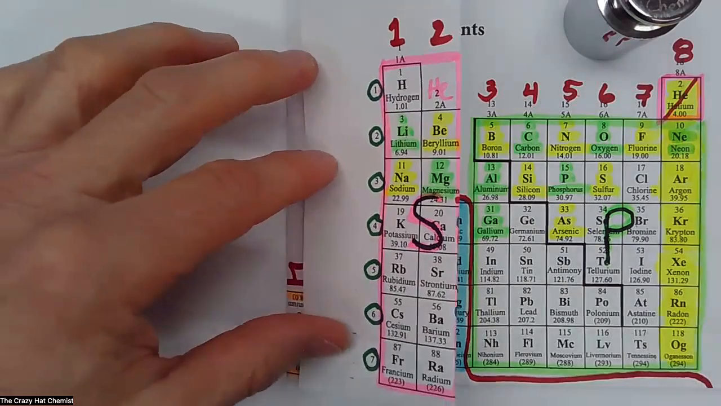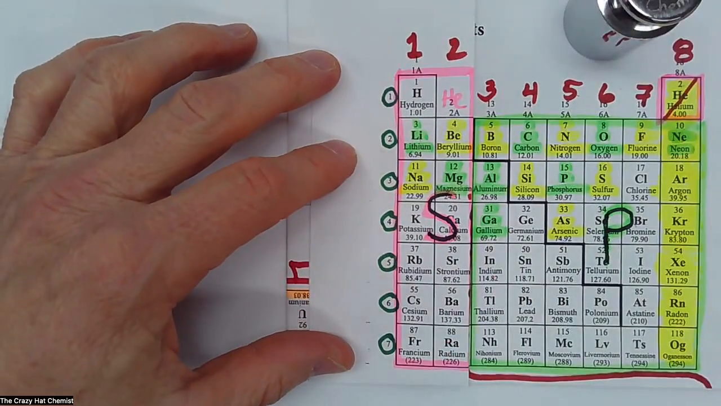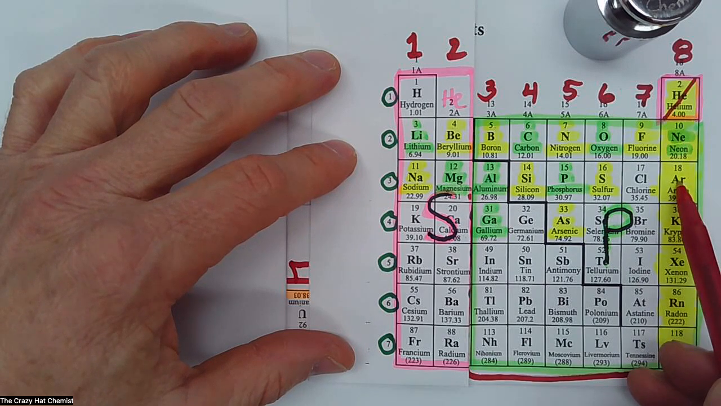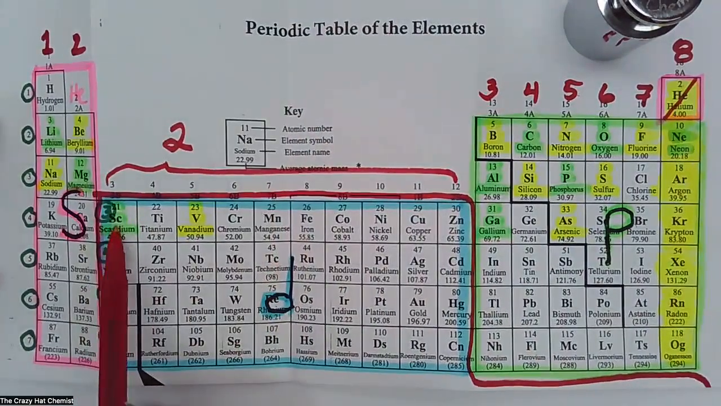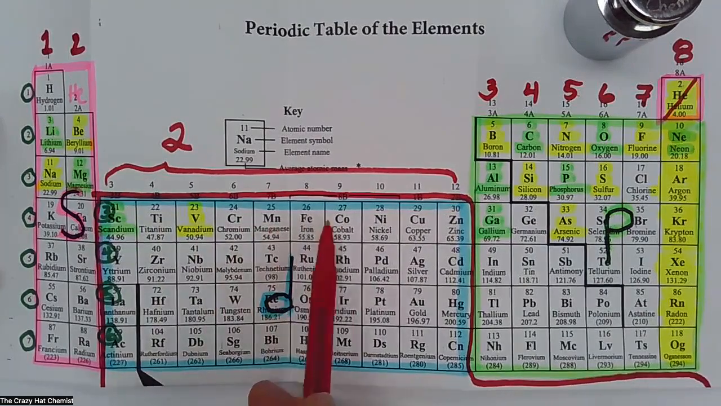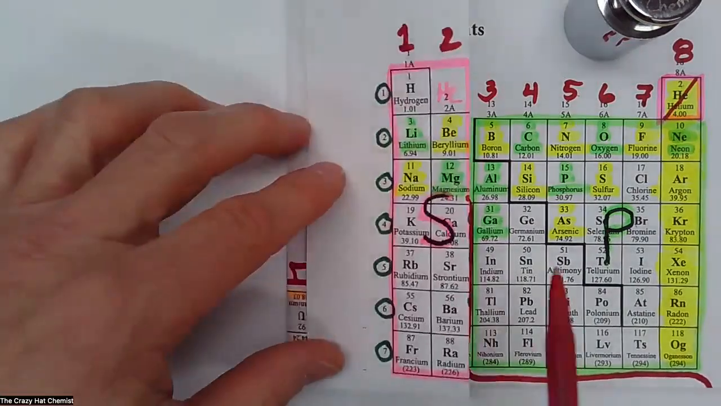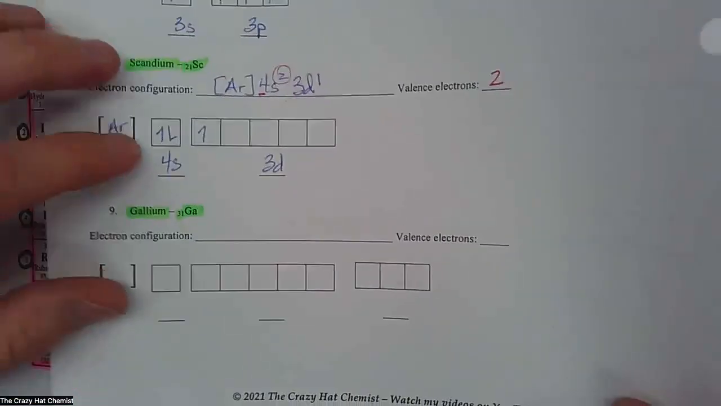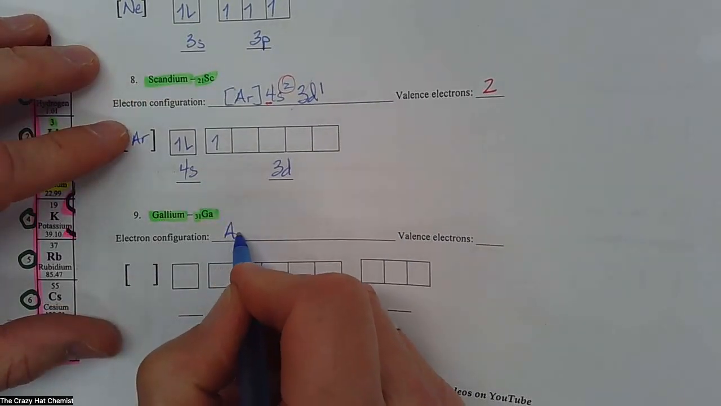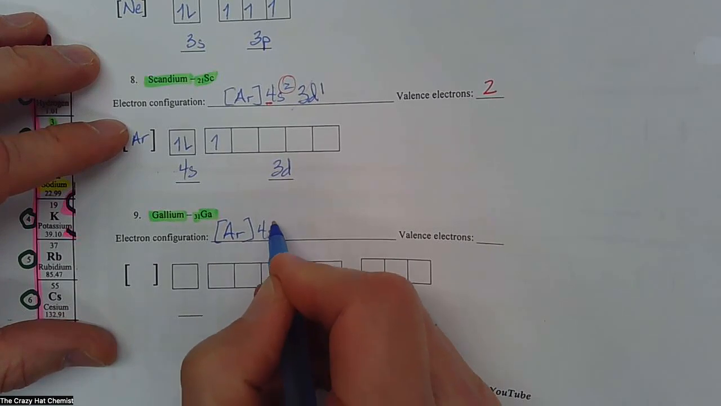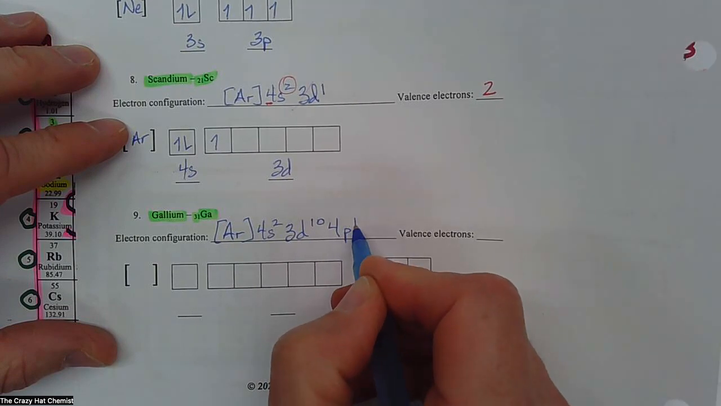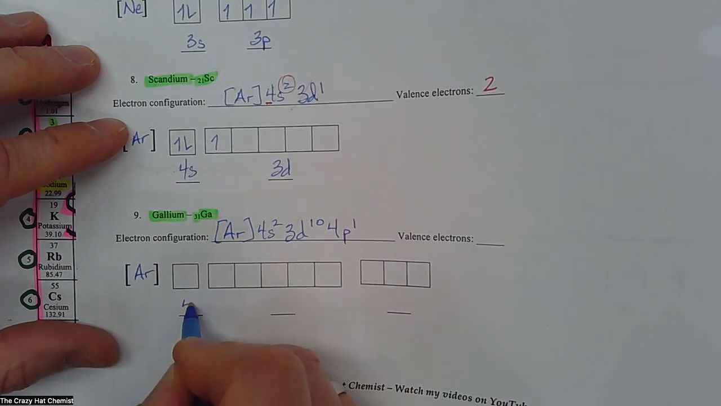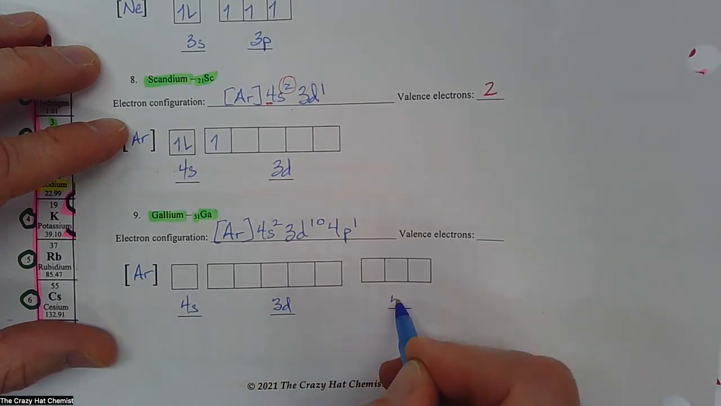So here we go. So let's keep on going with our gallium and making sure that we got this correct. So we're going to do argon, 4s2. Open this up. 3d, 1, 2, 3, 4, 5, 6, 7, 8, 9, 10. And then finally, 4p1. Let's write that down. So we got that argon in brackets. Then it's 4s2, 3d10, and then finally 4p1. So that's argon, and that's a 4s, it's a 3d, and it's a 4p.